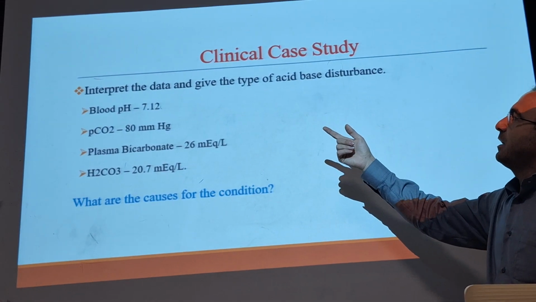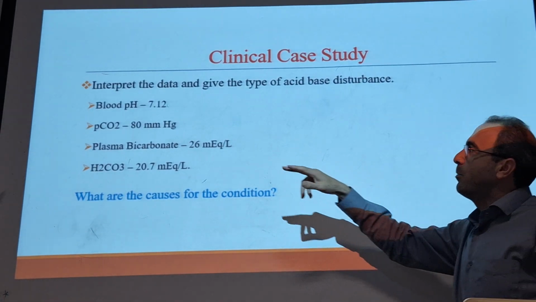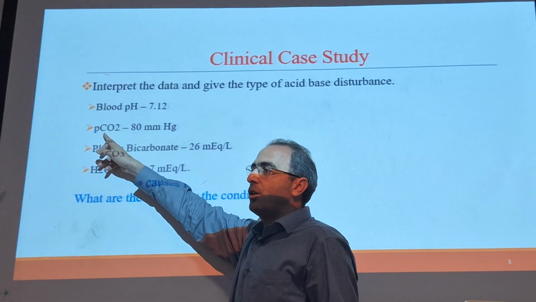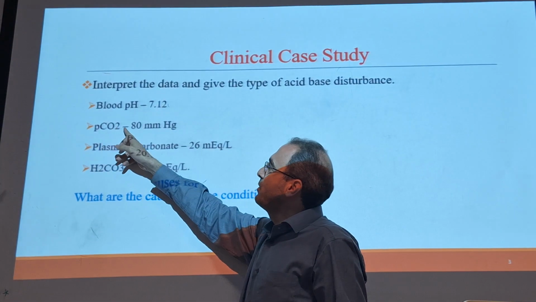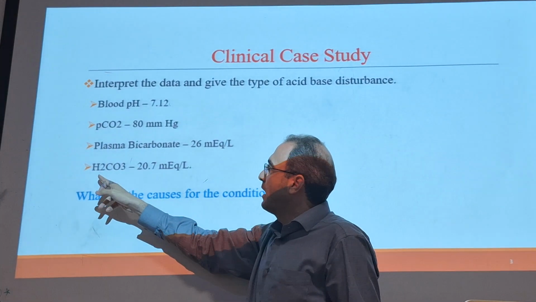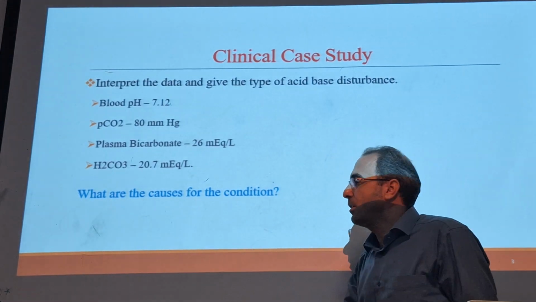Please interpret the data and give the type of acid-base disturbance. The blood pH is 7.12. Partial pressure of CO2 is 80. Plasma bicarbonate is 26, and carbonic acid is 20. What are the causes for the condition?